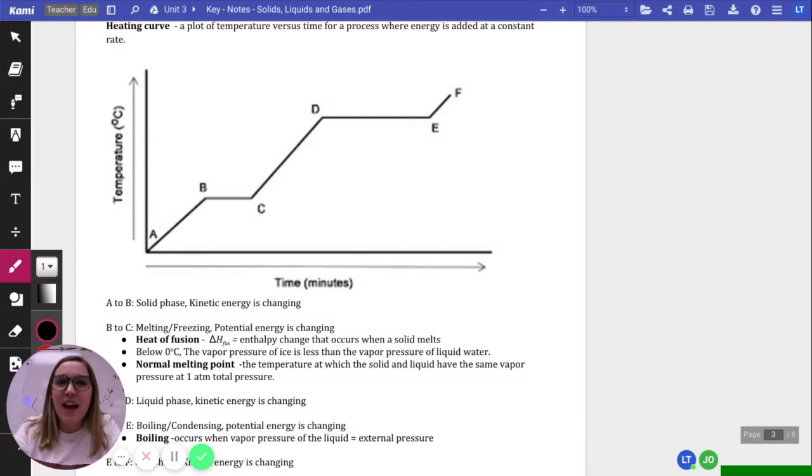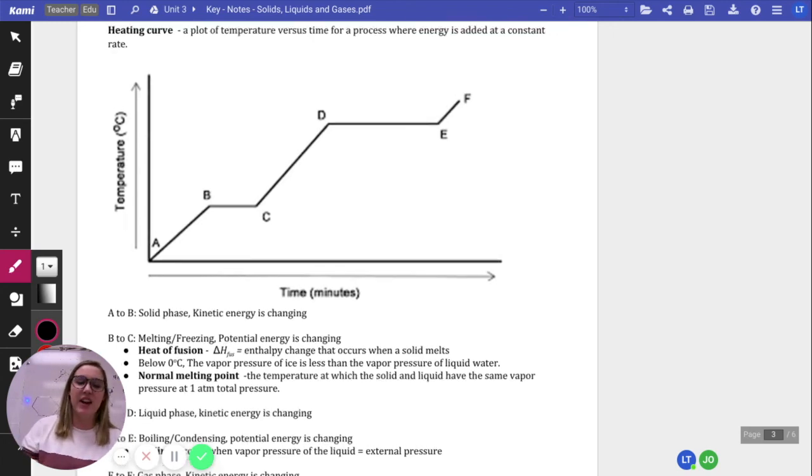Guys, it's Miss Treese. Today in this video, I'm going to talk a little more about solids, liquids, and gases, but specifically we're going to focus on heating curves and the calculations that go along with those. So you're definitely going to want a calculator, and you may want a periodic table as well.